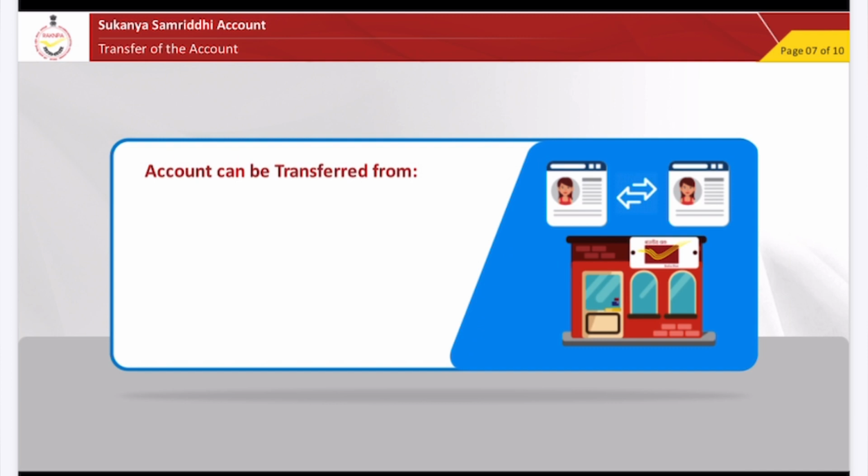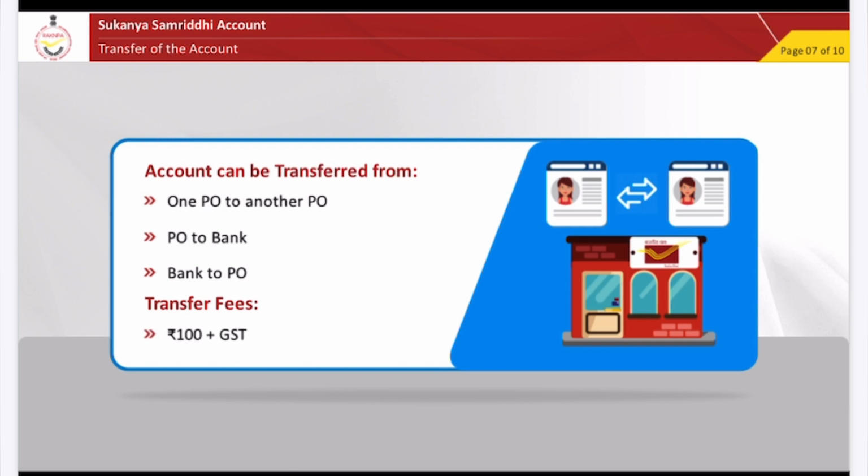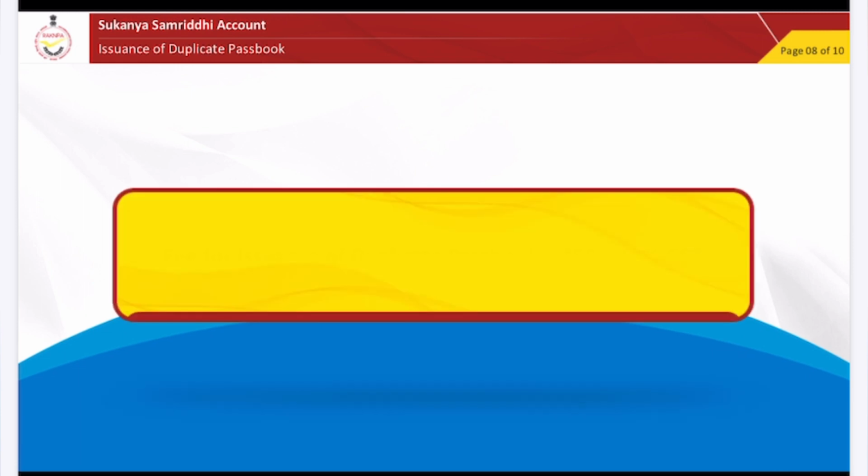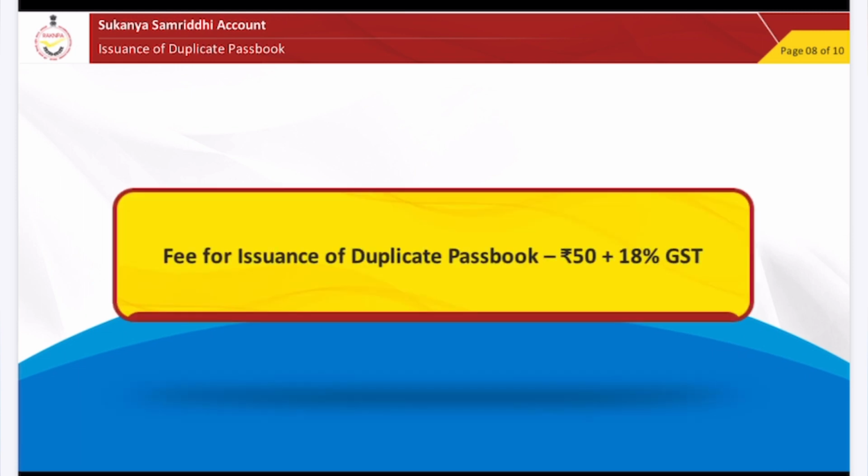An SSA account can be transferred from one post office to another post office, or from post office to bank or vice versa, on payment of a transfer fee of 100 rupees plus 18% GST. The fee for the issuance of a duplicate passbook is 50 rupees plus 18% GST.